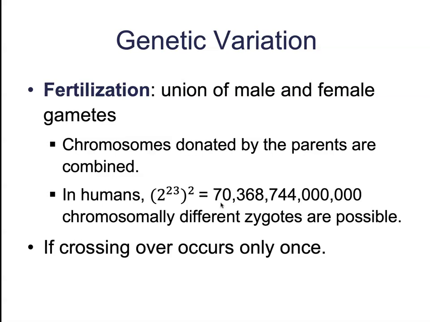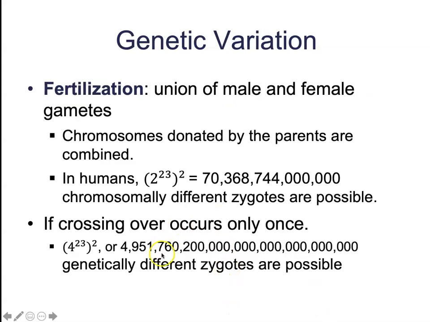But if crossing over events occur only once in every single chromosome, that number goes from 70 trillion to an insanely large number that I don't even know. We've got hundreds, thousands, millions, billions, trillions. I don't even know after that. What's a number that is 500 times larger than a trillion? I don't know, it's massively huge. And that's if crossing over only occurs once.